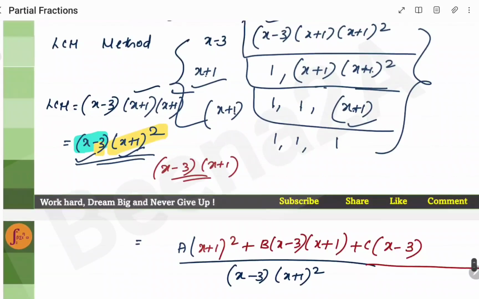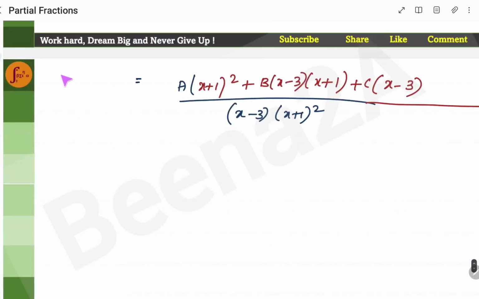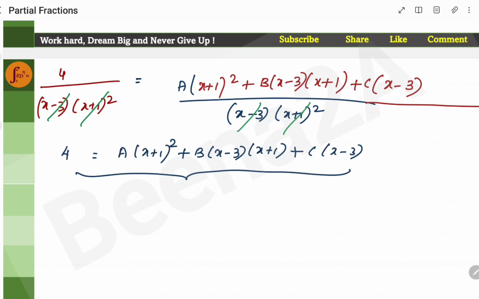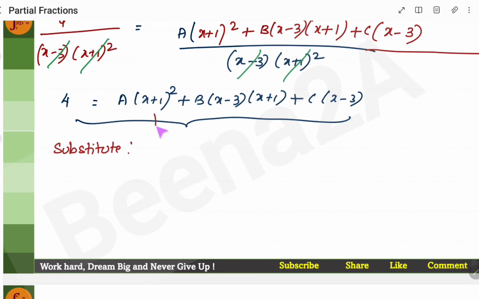Now, let me copy the left hand side. 4 by, the denominators will get cancelled. So, I'll be getting this expression. Now, I'll substitute. What should I substitute? Here plus 1, so it will become minus 1. Here x is equal to minus 3? So, I'll take the opposite sign, plus 3.